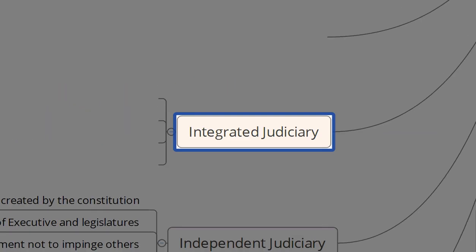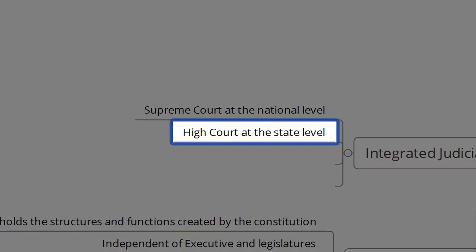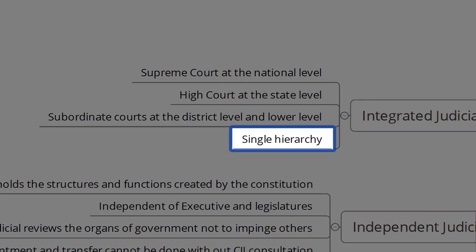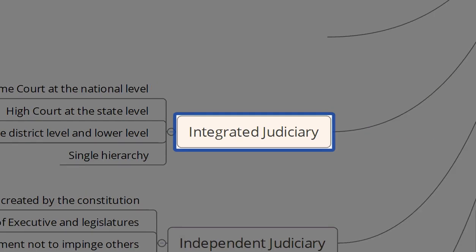And also we have an integrated judiciary. That means we have the Supreme Court at the national level, the High Court at the state level, and at the district and lower levels we have subordinate courts. All these are in one single hierarchy with the Supreme Court at the top.